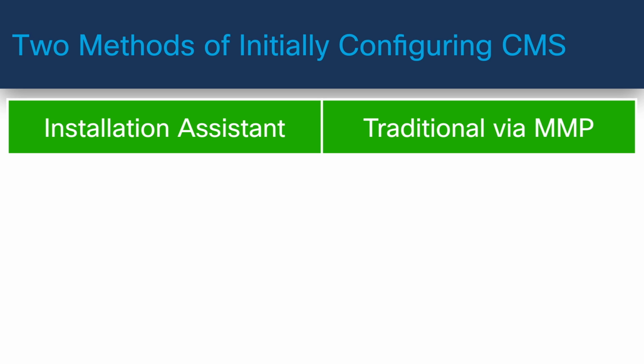So when you go through these next two steps, certificates and enabling services, there are actually two different methods that you can use. You can use the installation assistant method or the traditional method through MMP. Or another way to put it is the easy way or the hard way. And you might be thinking that, of course, the best option is to choose the easy way, but there are reasons why you might want to choose the hard way instead, or perhaps reasons why you are required to choose the hard way.